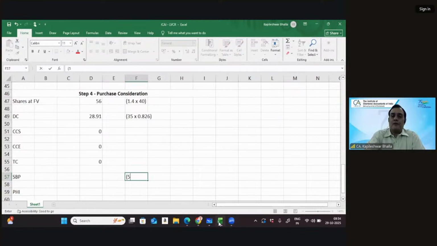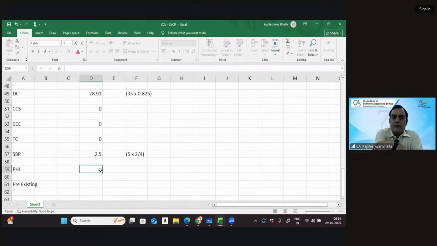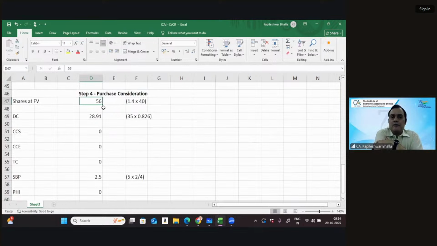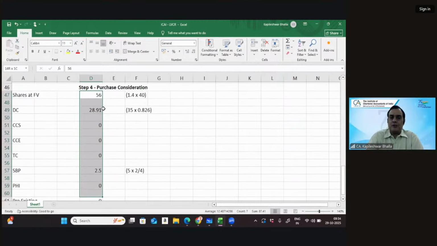So we take the fair value of the original award 5, into the vesting period completed 2, and the original vesting period is 4. So we need to consider 2.5 as a part of the PC. And I think there is no PHI. I think there is no pre-existing relationship as well. And I think that's it. So now we can comfortably take the sum total of this. We get the purchase consideration.